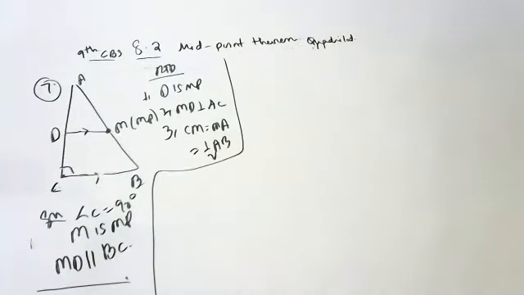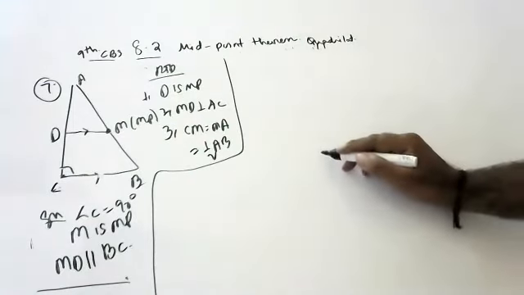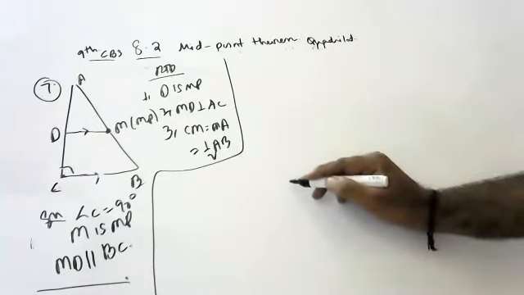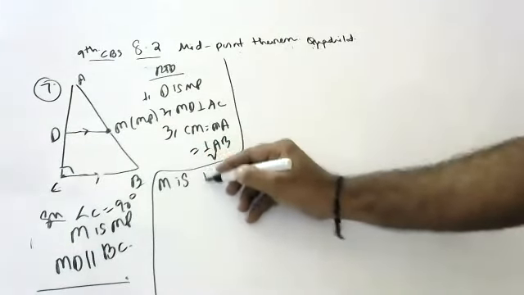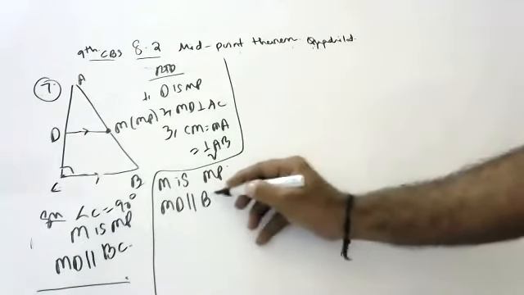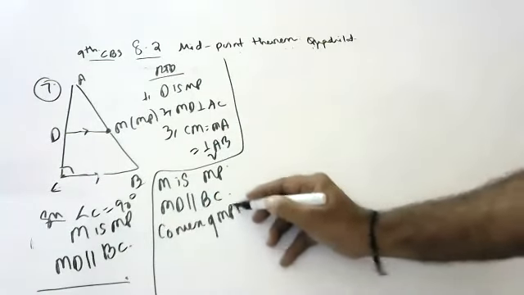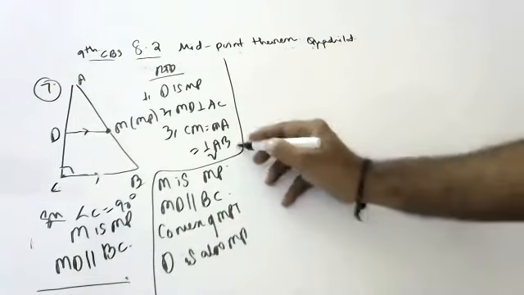Can I, sir? Yeah. Nandika, you tell. Yes, sir. We need to prove D is midpoint. M is midpoint and MD is parallel to BC, and by converse of midpoint theorem, D is also midpoint. First one is over.